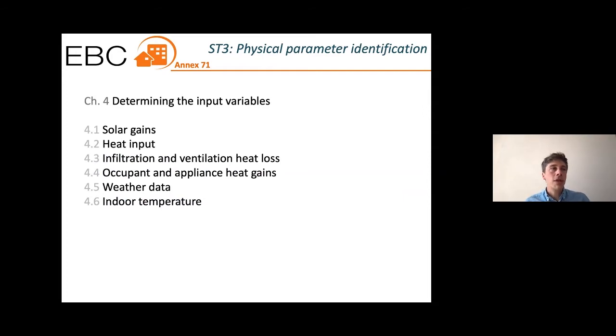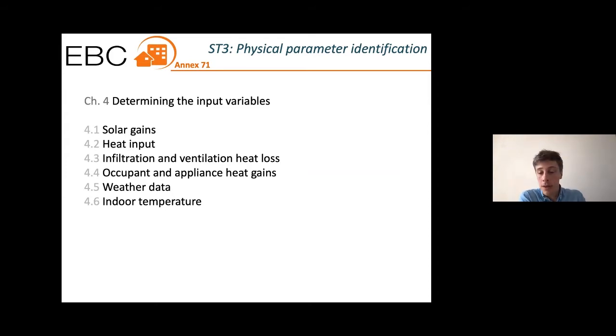So the next chapter looks at the input variables. As I said, there are many things that come into play in the heat balance, and many things we can measure. So the idea of this chapter is looking at what input variables we would have available, what is important to have available, and what is less important to have available as an input to our models.